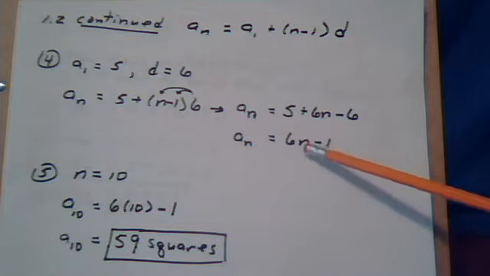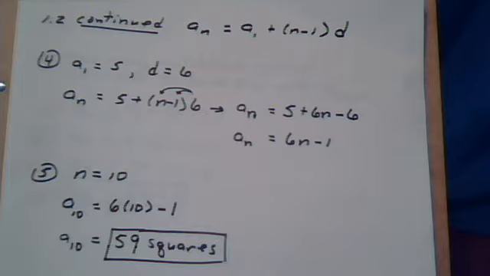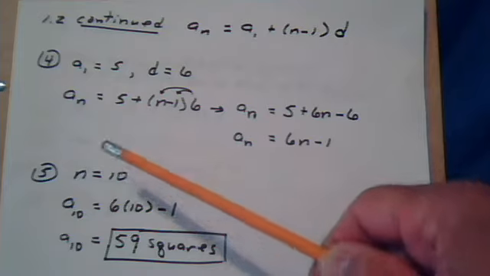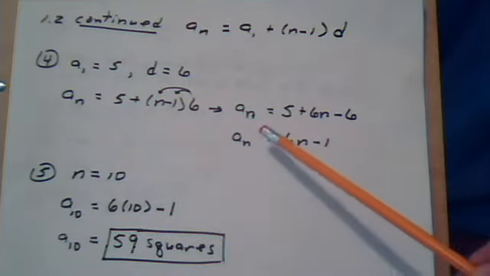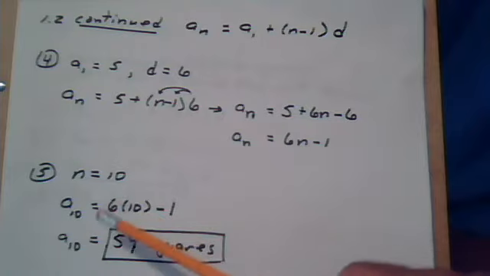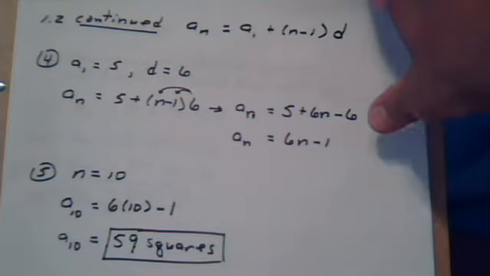If you tell it the term number or the figure number, it will tell you how many squares that figure has. So we want the 10th figure. So you plug it in where there's an n. Notice the n is in 2 places, so you plug it in here and here. Simplify, and this tells us that term number 10 or figure number 10 has 59 squares.